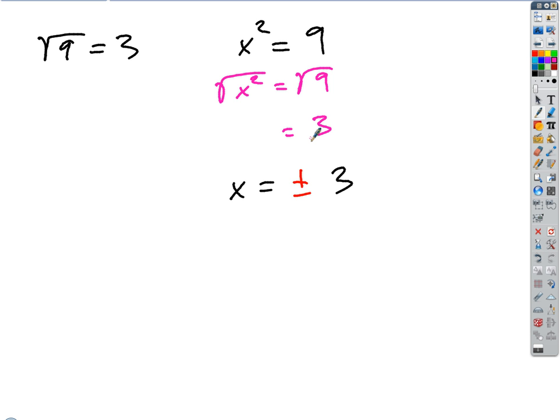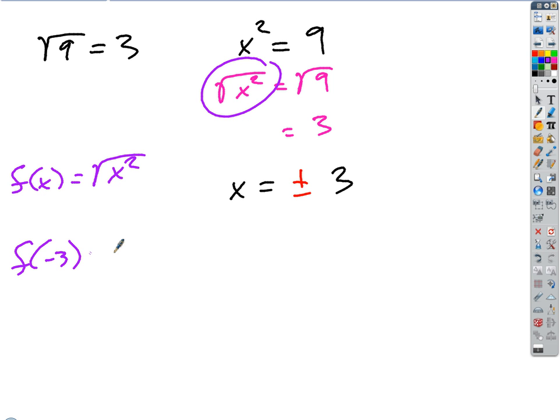Let's think of the left side for a second. Let's define that as some function. We'll call it f of x. So if f of x is defined as the square root of x squared, let's do a little bit more carefully guided empirical reasoning here. If we try a couple points, let's try negative 3. What is f of negative 3? If I plug negative 3 in, what is that function going to spit back for an answer? 3, isn't it?